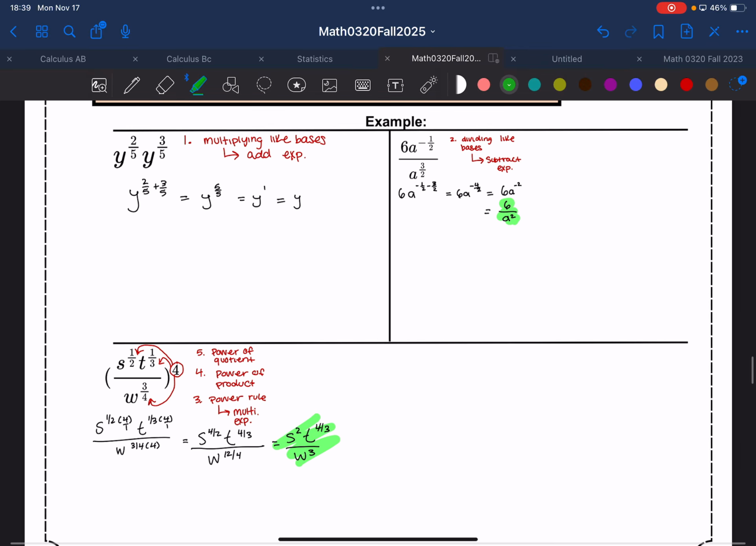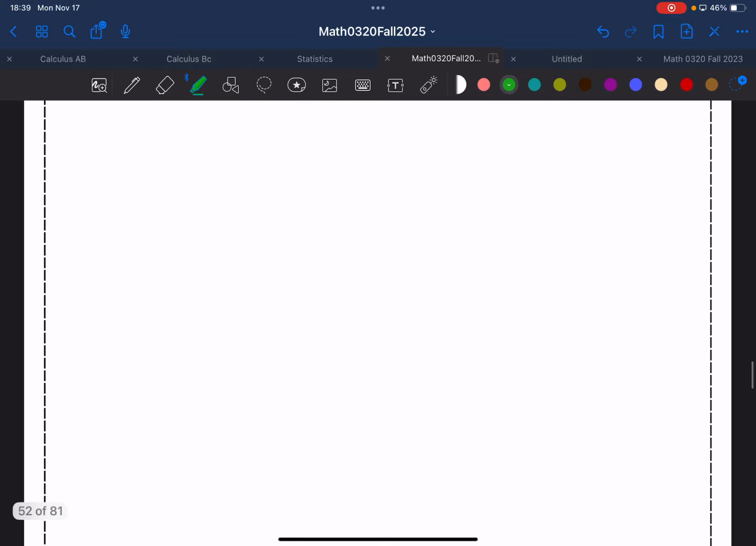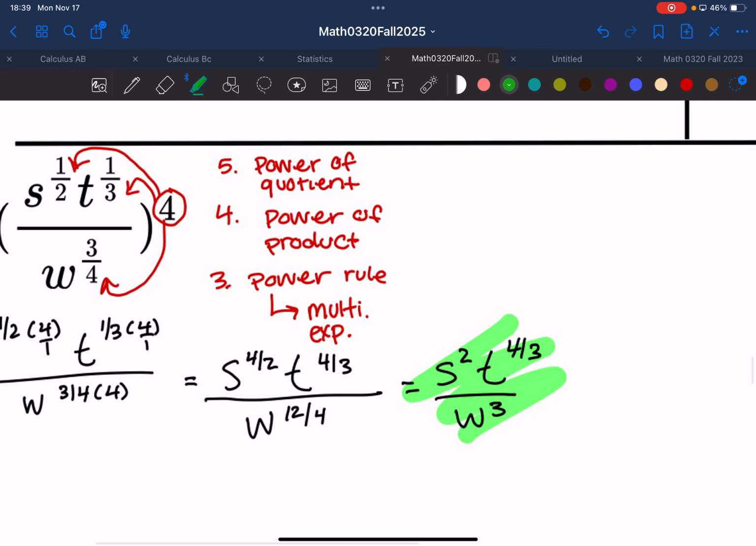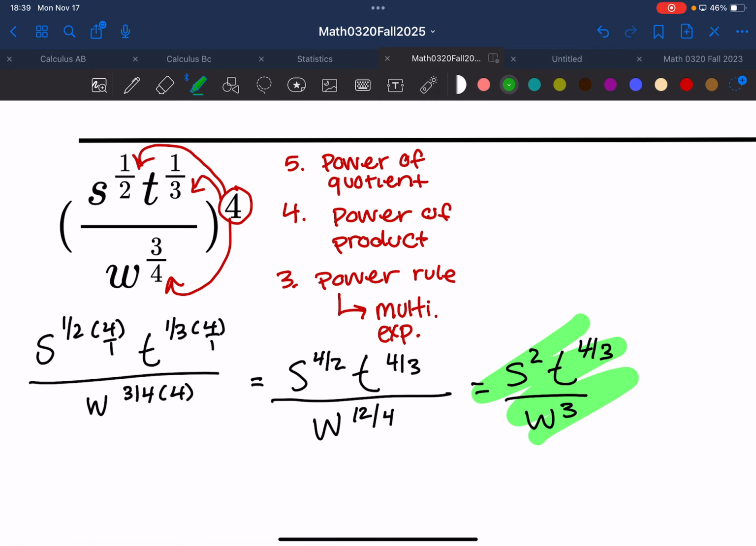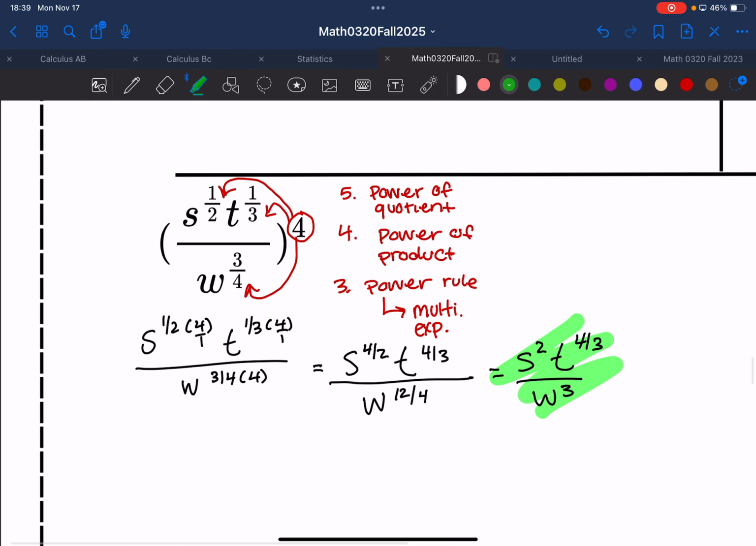Okay, any questions on that concept? Okay. I have a question. Yes. So 4 always goes on the bottom. Never mind. Perfect. Glad we solved that. Okay.